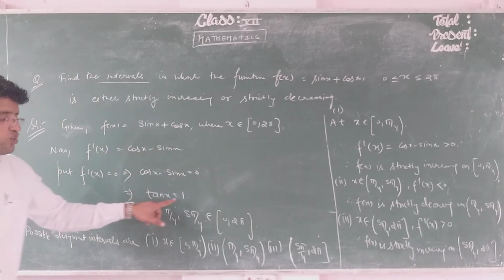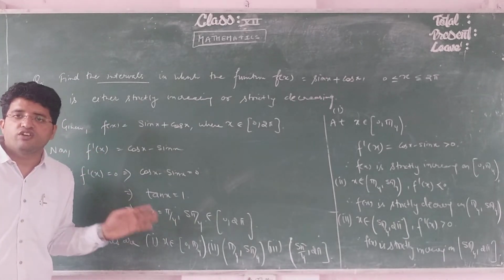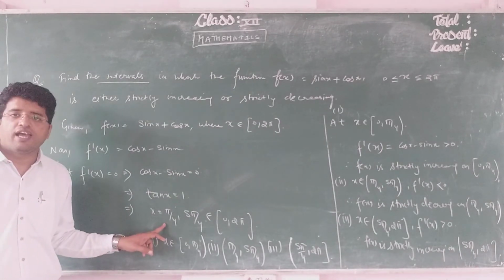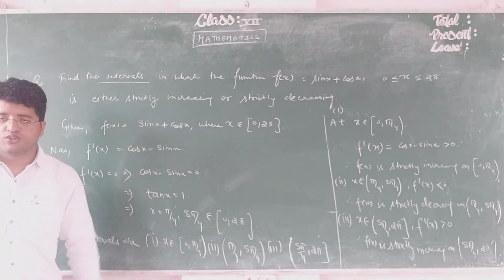We get tan x equal to 1, and because we have the whole cycle, that is 0 to 2 pi, tan x equal to 1 in the first quadrant and the third quadrant. So we get the values of x, that is pi by 4 and 5 pi by 4, and both belong to the interval 0 to 2 pi.